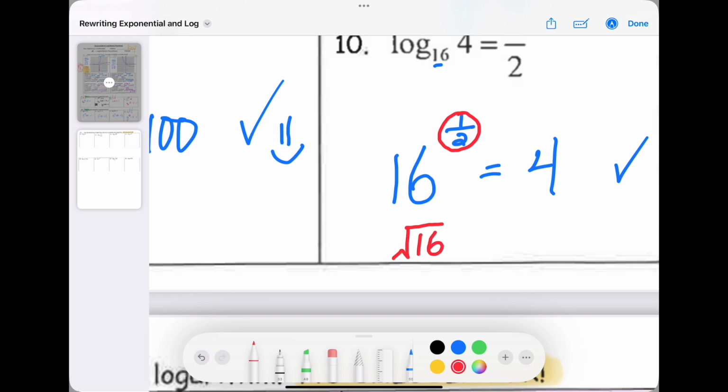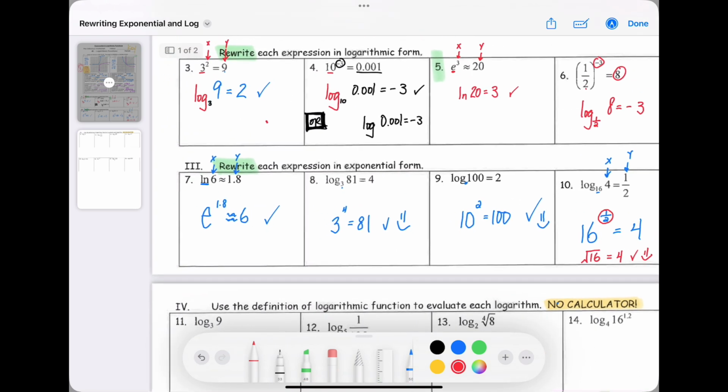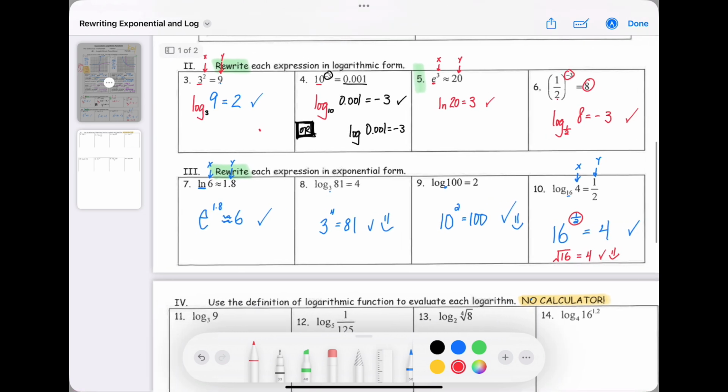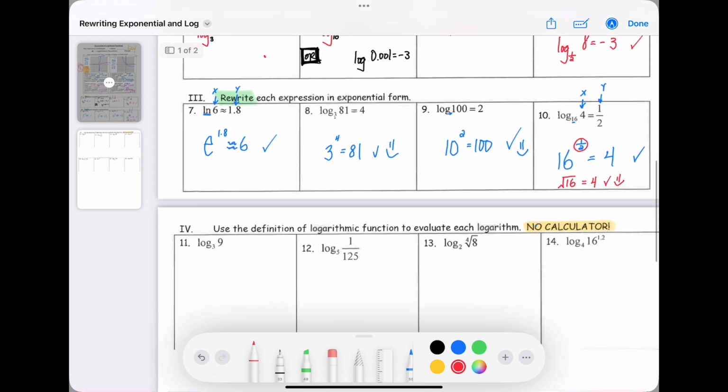So I can rewrite this as square root of 16, and guess what? Square root of 16 is exactly equal to 4. So therefore, it's just a game. I'm going to rewrite that to make it happier, okay?